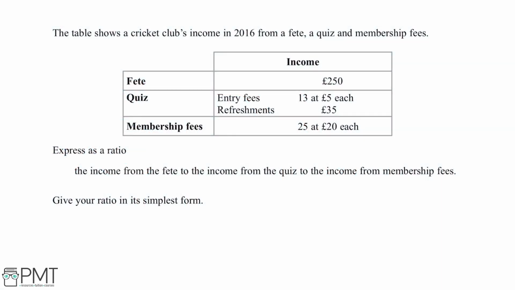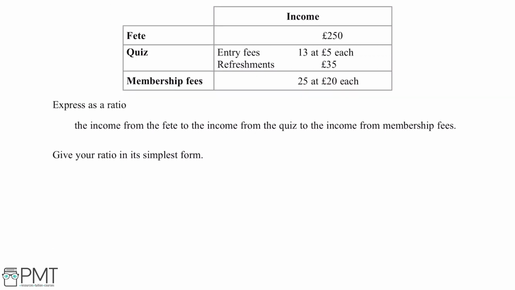The table shows a cricket club's income in 2016 from a fete, a quiz and membership fees. Express as a ratio the income from the fete to the income from the quiz to the income from membership fees. Give your ratio in its simplest form. So we've been given this table with the costs earned from each of the 3 events. And the thing we're going to want to start off with is working out the income from each of these events individually.